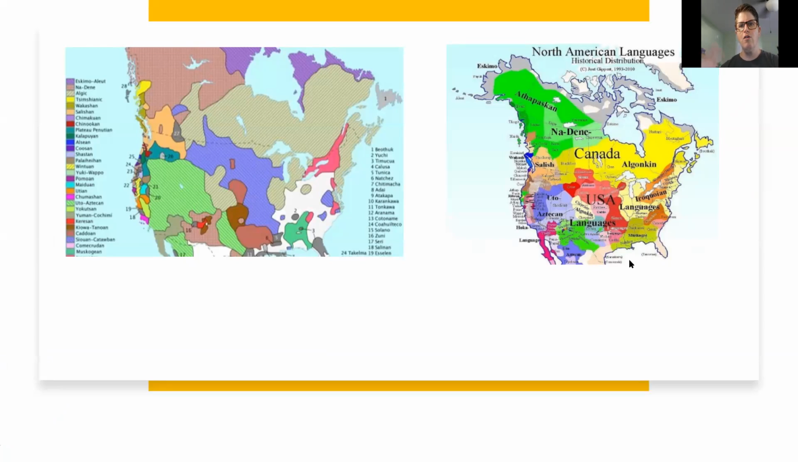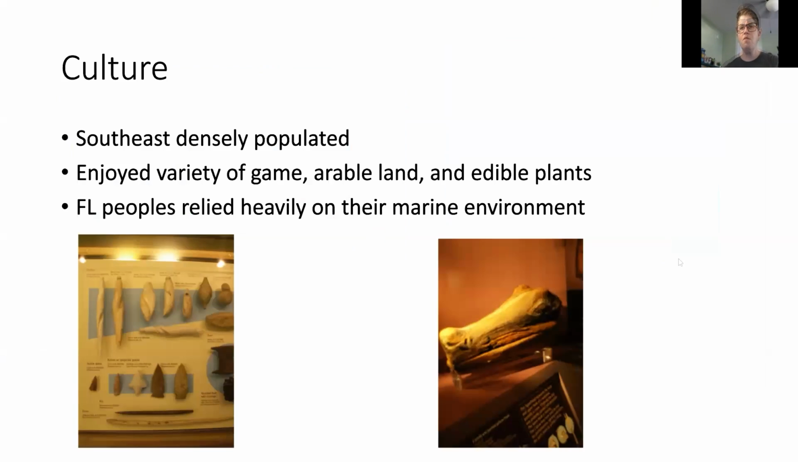And this is all of North America. There's a lot of different languages. And unfortunately, some of these languages have died out, but some of the peoples who are descendants of the people at contact do still speak their languages. So let's talk very briefly about culture. We already kind of went over languages, and that's a good marker for culture.